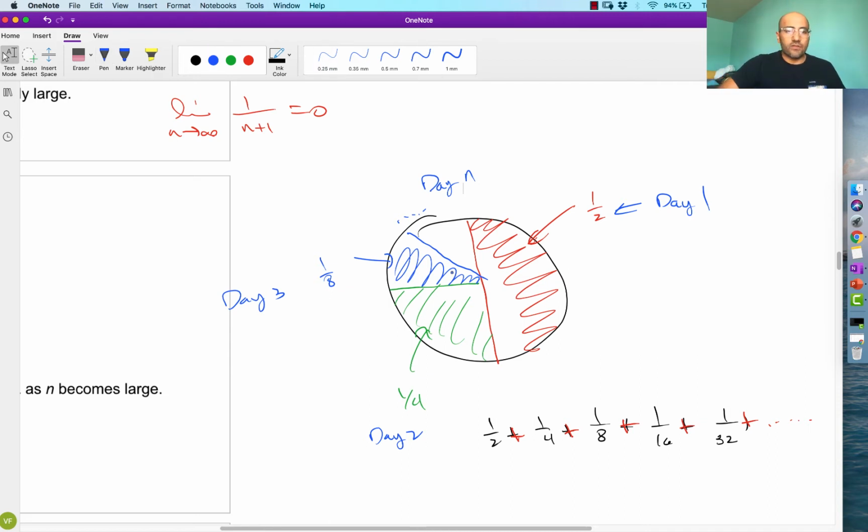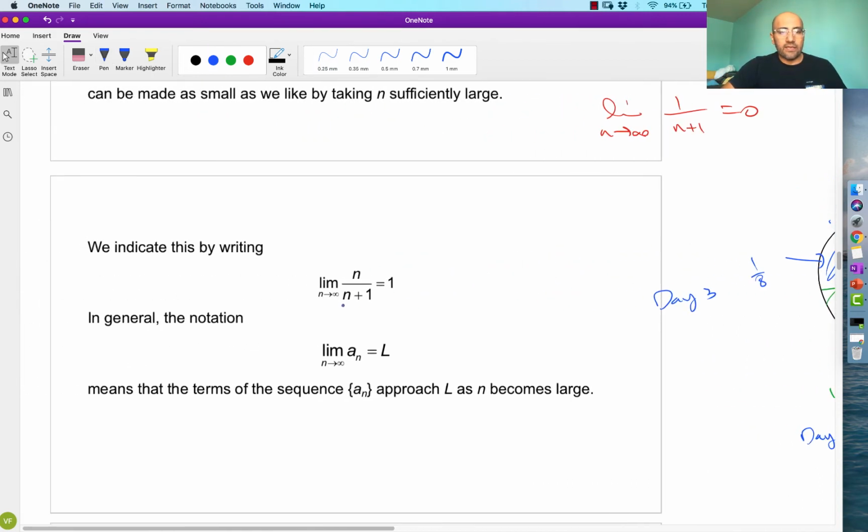Okay, so when we look at this, if we let n stop at any specific value, then we're not going to get quite to 1. We're going to get really close, but never quite exactly 1. But once we think about the limit as n goes to infinity, then that equals 1. It's not an approximation of 1. It's exactly equal to 1.